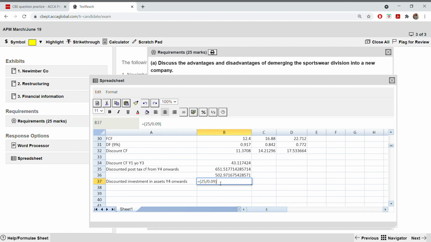And you need to multiply this. You can do it step by step or in one go. Let me do it in one go. You have to multiply this by what? You have to take this third year's discount factor. Always. Now comes the valuation.